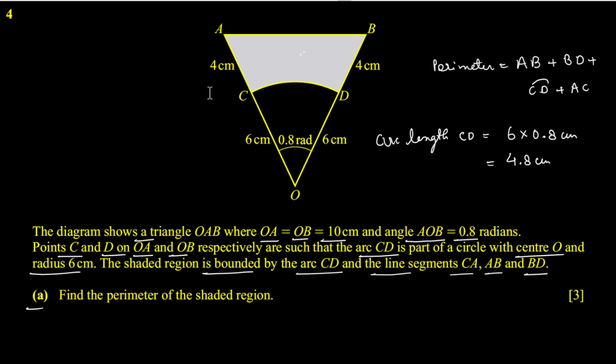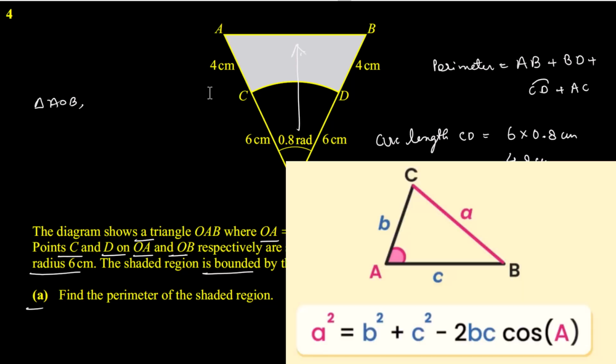And AC and BD are the same, 4, because the total length was 10 and it is already given, so it is going to be 4 centimeters. So all we need to calculate is AB. If we see the triangle AOB, we have two sides given and one angle given, so we can use the cosine rule because we have 3 sides involved and one angle.